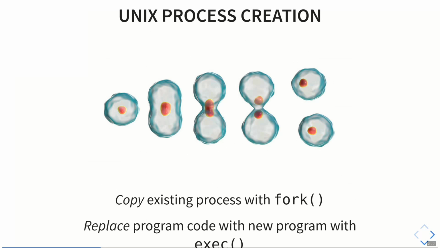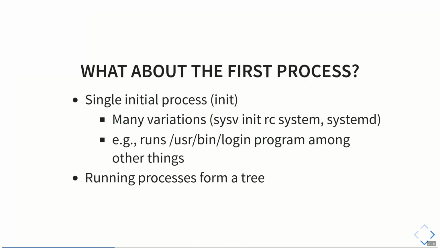So kind of like I put up the cell division here, it's kind of like cell division where you make a copy of an existing process. And interestingly, this is actually the only way in user space to create a new process in the kernel world. But that kind of begs the question, how do you create the first process?